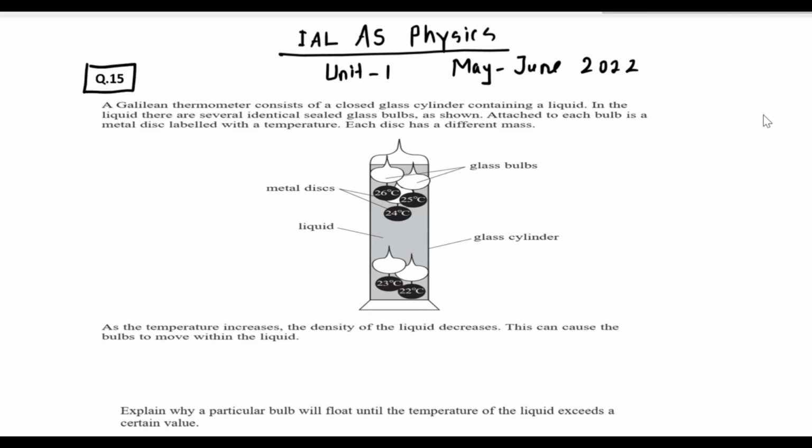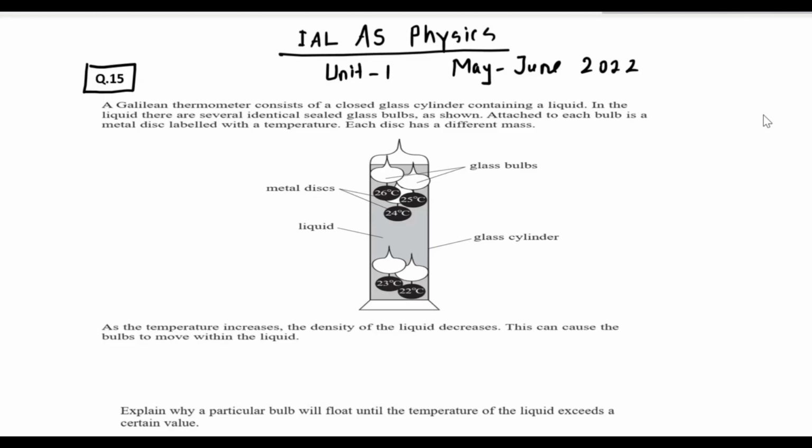Question number 15. A Galilean thermometer consists of a closed glass cylinder containing a liquid. In the liquid, there are several identical sealed glass bulbs as shown. Attached to each bulb is a metal disc labeled with a temperature. Each disc has a different mass. Look at the diagram here: metal disc and liquid, glass cylinder, glass bulb.